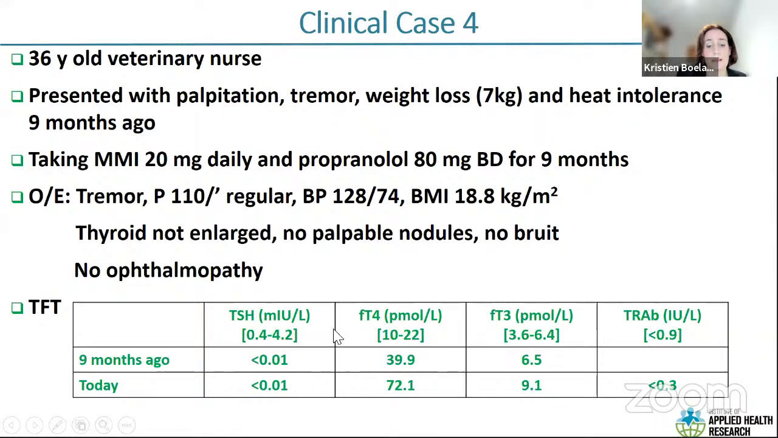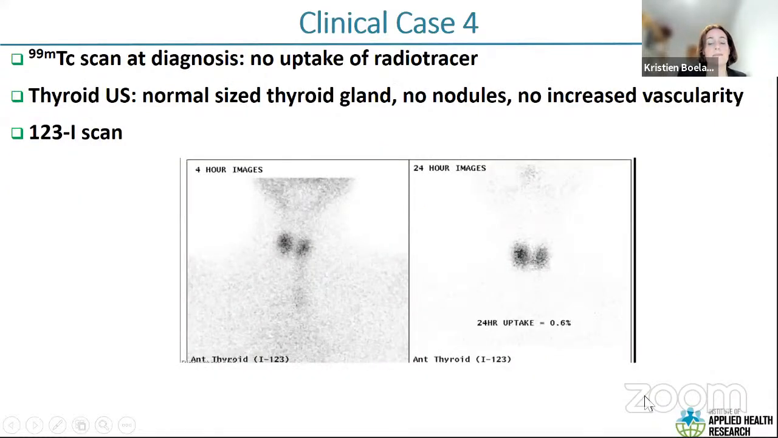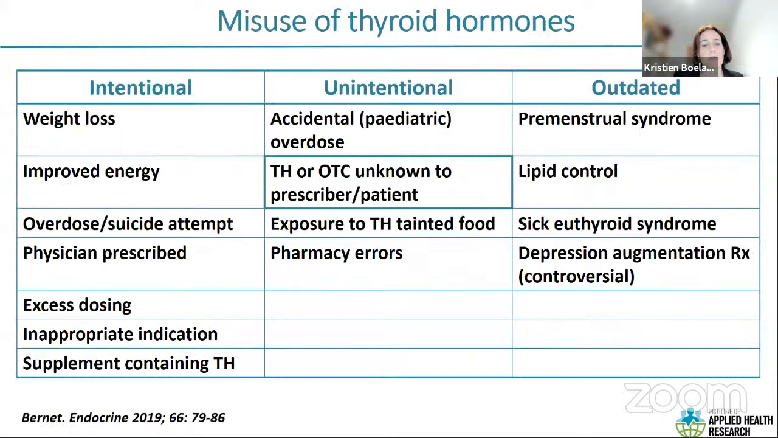of ophthalmopathy. You can see that she was thyrotoxic 9 months ago with an undetectable TSH and raised T3 and T4. And today, again, she is quite thyrotoxic with TSH receptor antibodies that are not detected. At diagnosis, she had a technetium scan, which did not show any uptake of radiotracer. And I have asked for a thyroid ultrasound, which shows a normal sized thyroid gland with no nodules and no increased vascularity, as well as an I123 scan, where you can see that after 24 hours, there is no uptake in the thyroid gland. And so this is a case of factitious thyrotoxicosis.